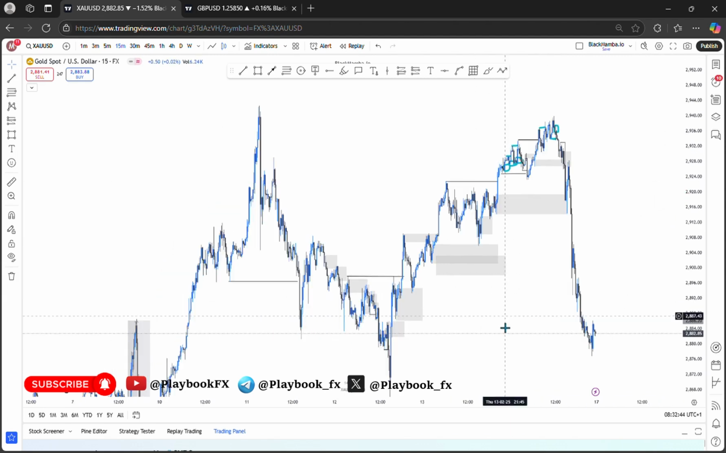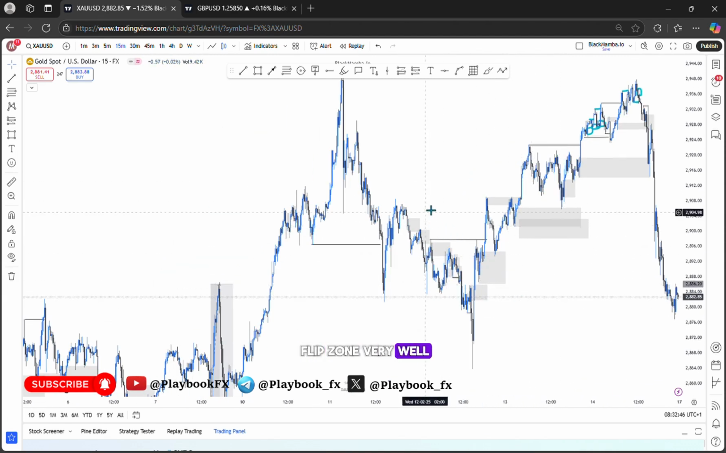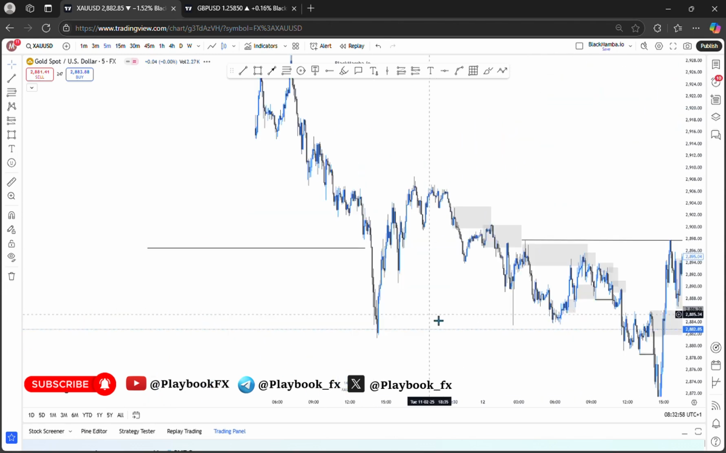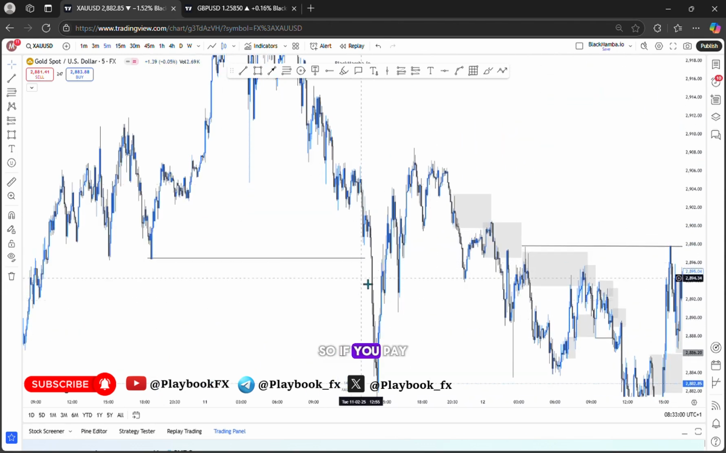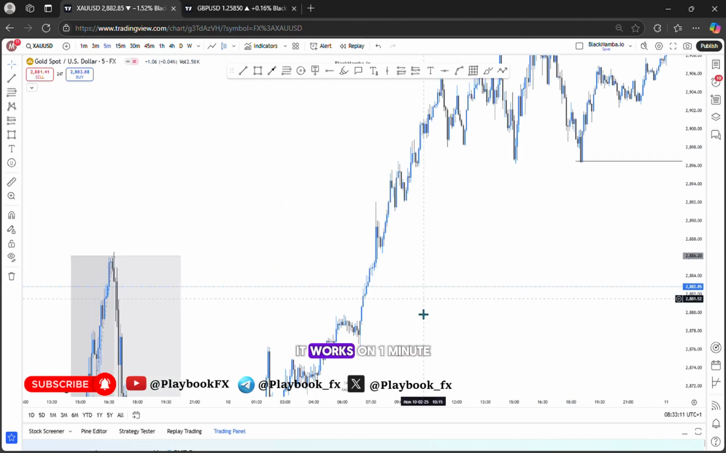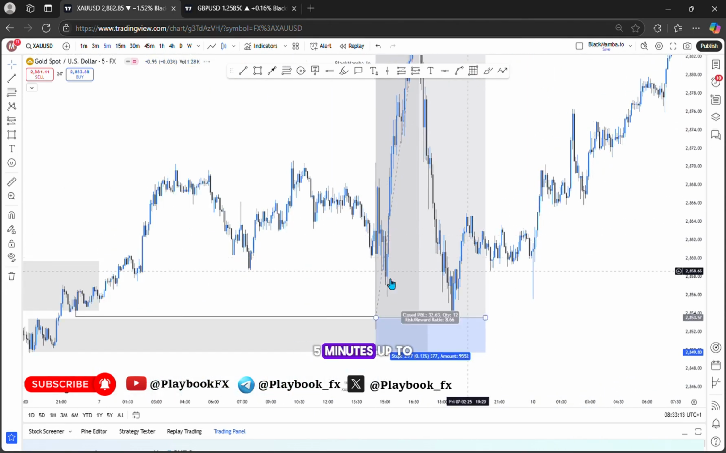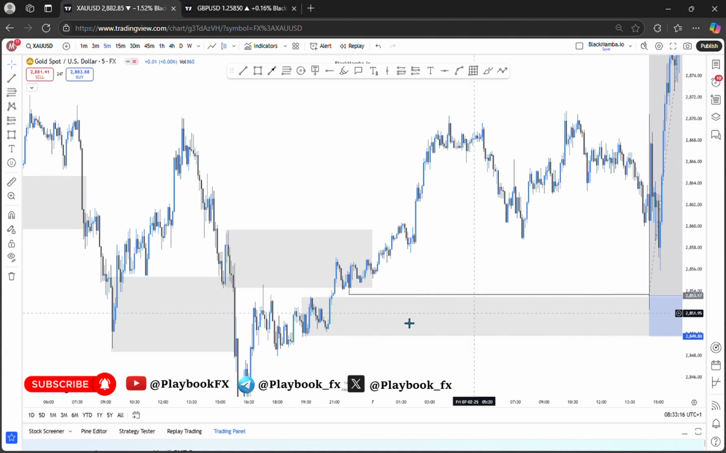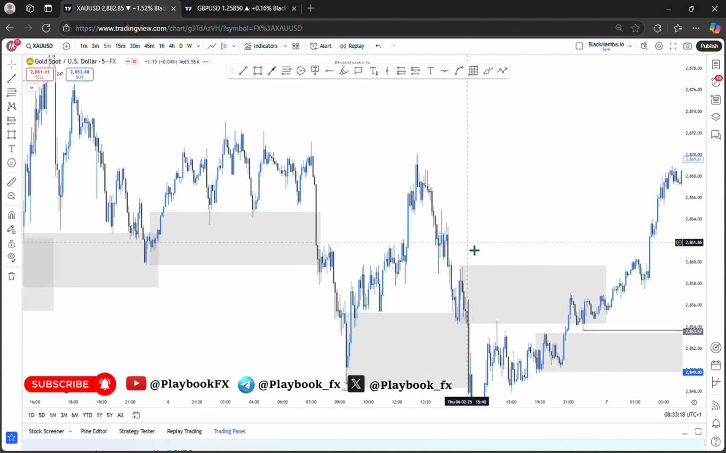confirmation. And if you study flip zone very well, flip zones work very well even on lower time frames. So if you pay attention to your chart very well, you will notice flip zones on smaller time frames. It works on 1 minute, 5 minutes, up to monthly, weekly time frames like that.